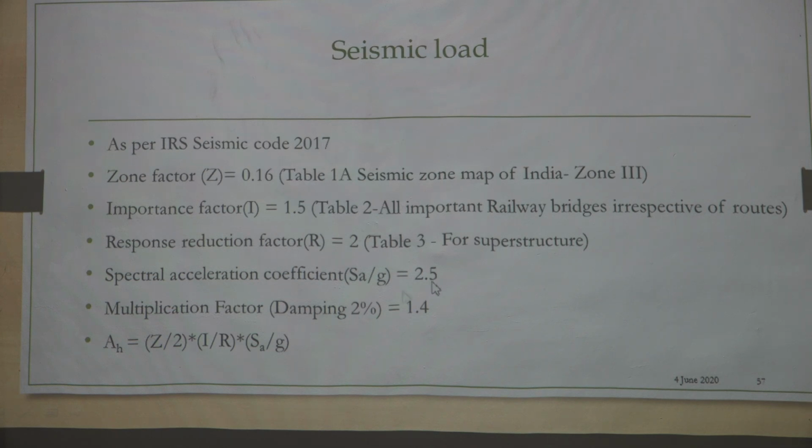We are getting Sa by g as 2.5, and the damping factor is 1.4. Why 1.4? Because this material is steel. The damping factor for 5% damping in concrete is taken as 1, for steel it is 1.4, and for masonry it is 0.8. So, 1.4 is the value.